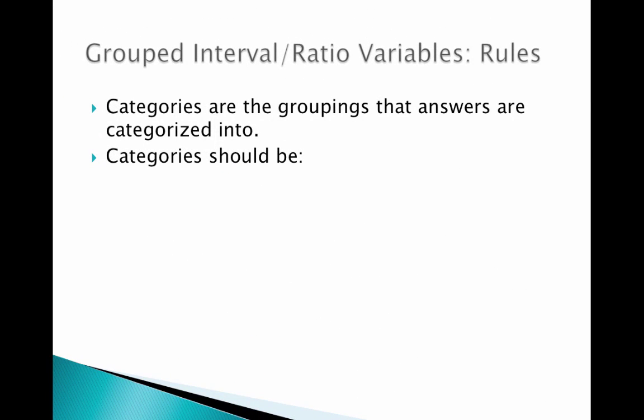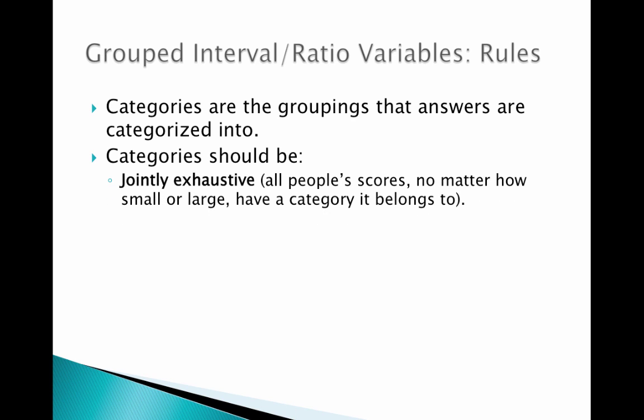So, all this talk about grouped interval ratio variables. There are certain rules that have to be followed when creating categories and creating groups. The first one is jointly exhaustive: you have to consider every single possible score, and every single possible score has to fall within a category.